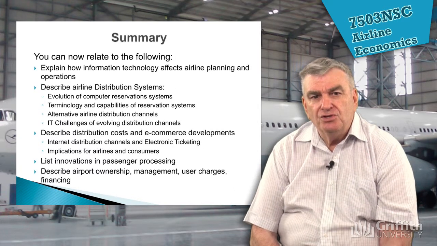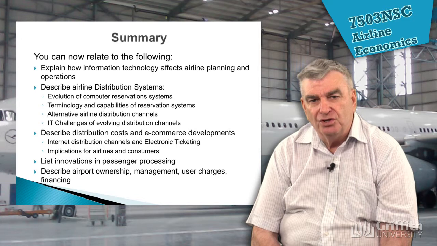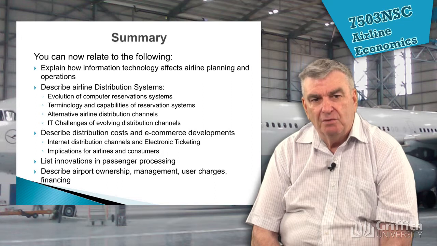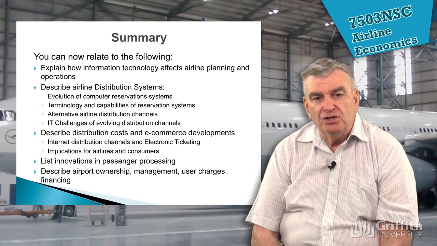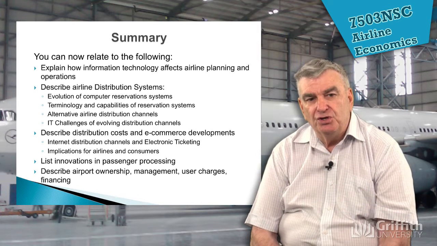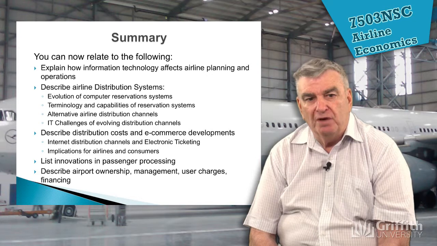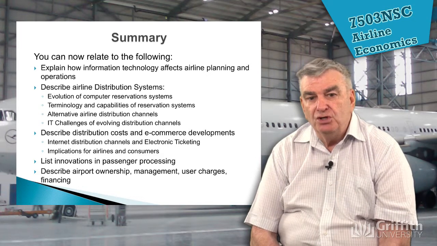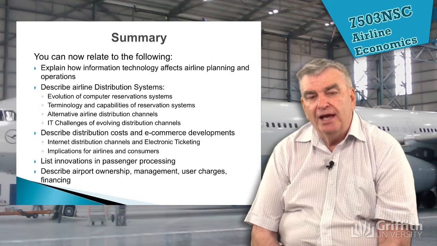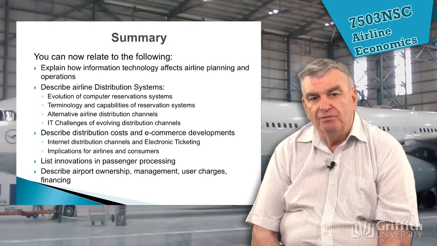So in summary, we've discussed how information technology affects airline planning and operations, and we've just touched on a small part of how information technology takes place. We've looked at the different airline distribution systems and how computer reservation systems evolved into global distribution systems and how these interface with the airline's reservation system and also with the revenue management systems. We've described the distribution costs and e-commerce developments, and especially we'll be showing the way in which airlines have managed to use e-commerce to get the cost of ticketing down.